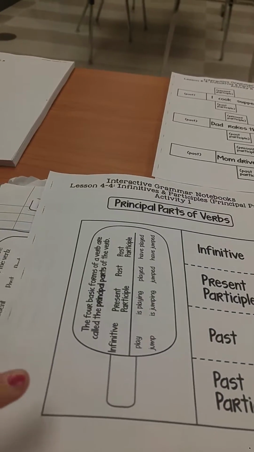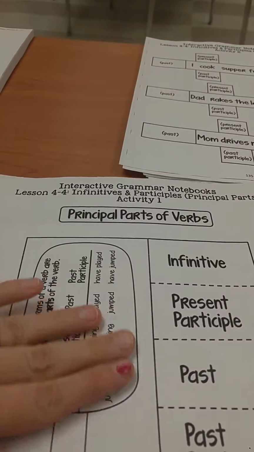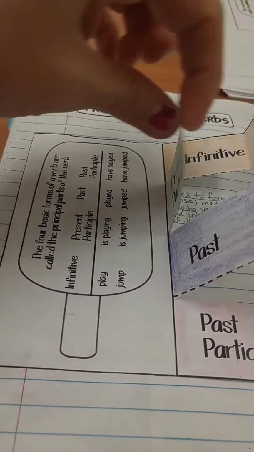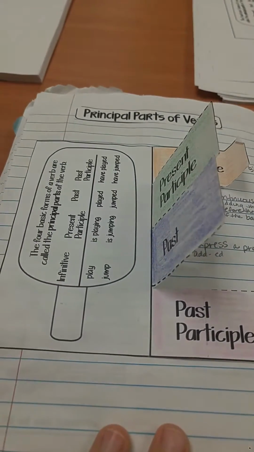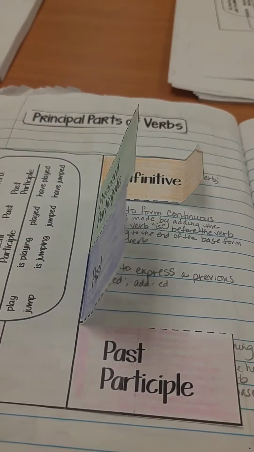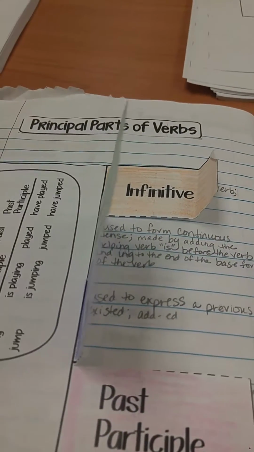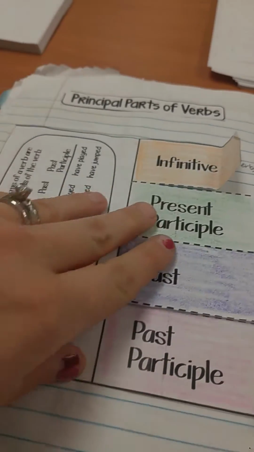Then when you go to glue, you're going to glue just on the popsicle side. So it would look like this. So you'll have the flaps, so you can write the definitions on the bottom. So the principal parts are infinitive, present participle, past, and past participle.